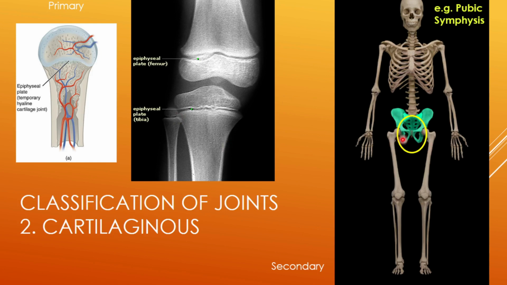So here is the right pubic bone, here is the left pubic bone, and sitting in between it, right there, is the pubic symphysis. Other examples are found between the vertebral bodies in the spine, so the intervertebral discs, and they allow a little bit of movement. Not a huge amount, but a little bit.